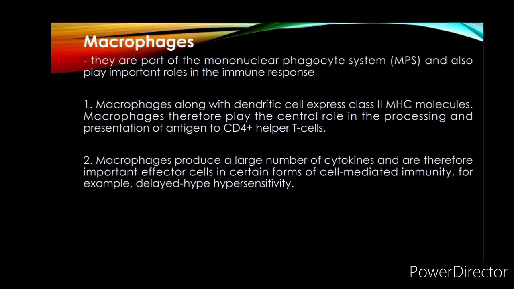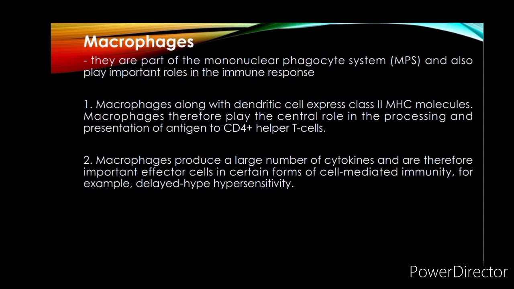So this is essential because T cells, unlike B cells, cannot be triggered by free antigen. Presentation of processed antigen by macrophages or other antigen-presenting cells, or the APCs, therefore is a must for induction of cell-mediated immunity. Next one is macrophages produce a large number of cytokines and are therefore important effector cells in certain forms of cell-mediated immunity. For example, delayed type hypersensitivity.